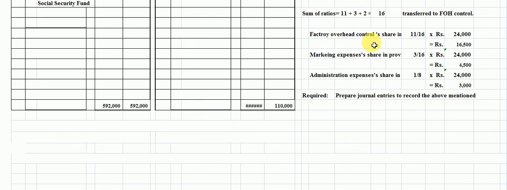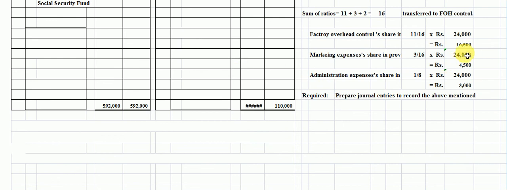Now factory overhead control shares in provident fund and social security: 11 out of 16 multiplied by 24,000, which is the amount 16,500 rupees. Same as marketing expenses shares in provident fund, 3 out of 16 multiplied by 24,000. This amount is 4,500 rupees. Same as administration expenses shares 1 out of 8, because 2 out of 16 is equal to 1 over 8, multiplied by 24,000 rupees. This is the amount 3,000 rupees here.